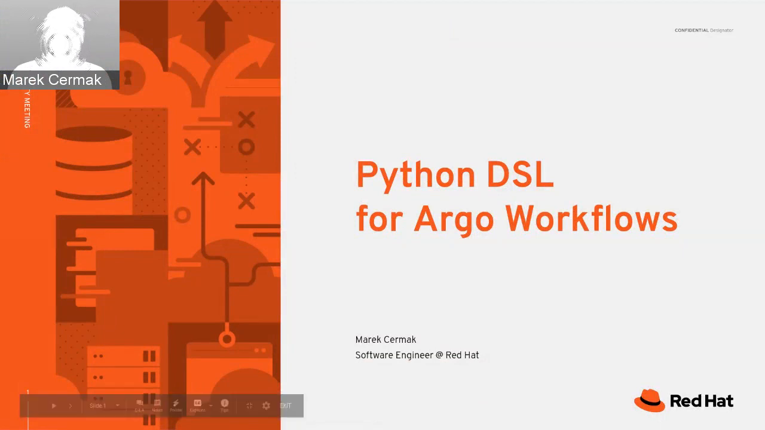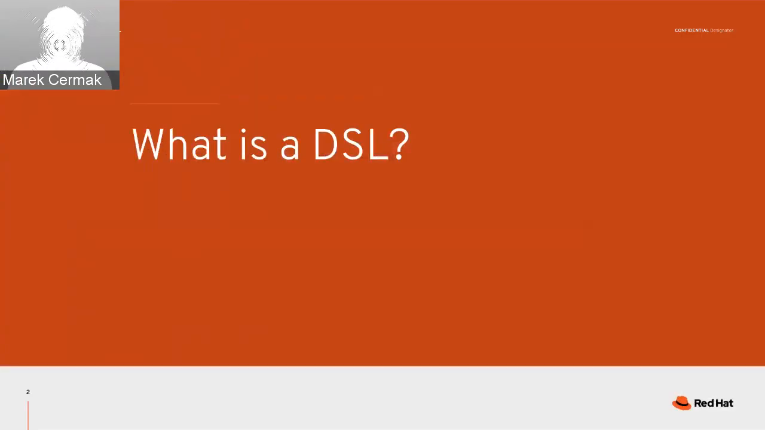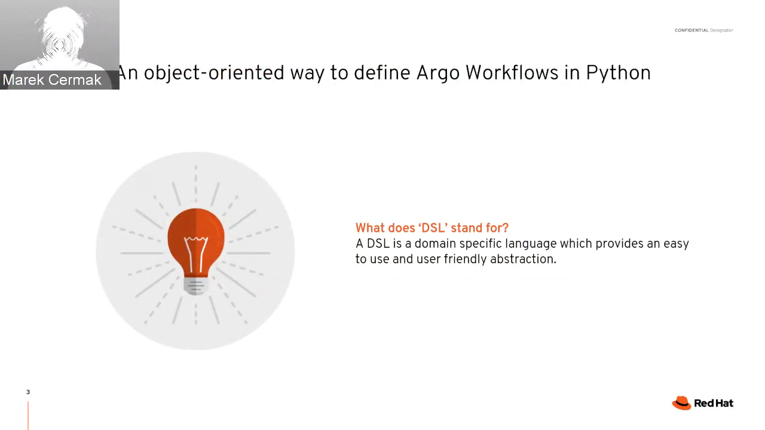Okay, so Python DSL for Argo workflows. We've basically migrated our workflow management to Argo in recent days, or at least most of our workflow management. We also work very much with Python, so this is something that comes very handy for us. But what is it? What's DSL? Well, DSL in general is a domain-specific language, and it should provide some sort of an easy-to-use and user-friendly abstraction.